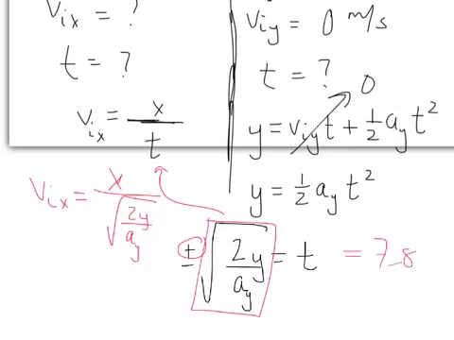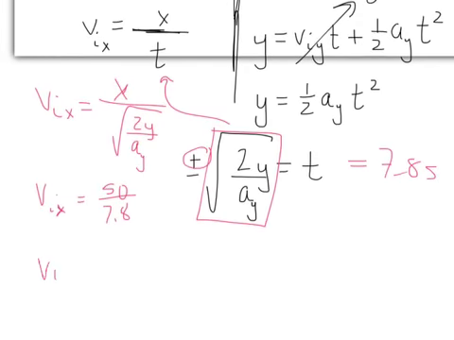7.8 seconds. So really we could just do Vix equals 50 over 7.8. Again, 50 was our horizontal displacement. That's this x. Aaron came out with 7.8 for t. You could just put that in here and get an answer. That's fine. So I get 6.39 or 6.4. Is that what you got when you rounded? Okay, so go ahead and round this, and you'll get an answer for Vix of 6.4 meters per second.